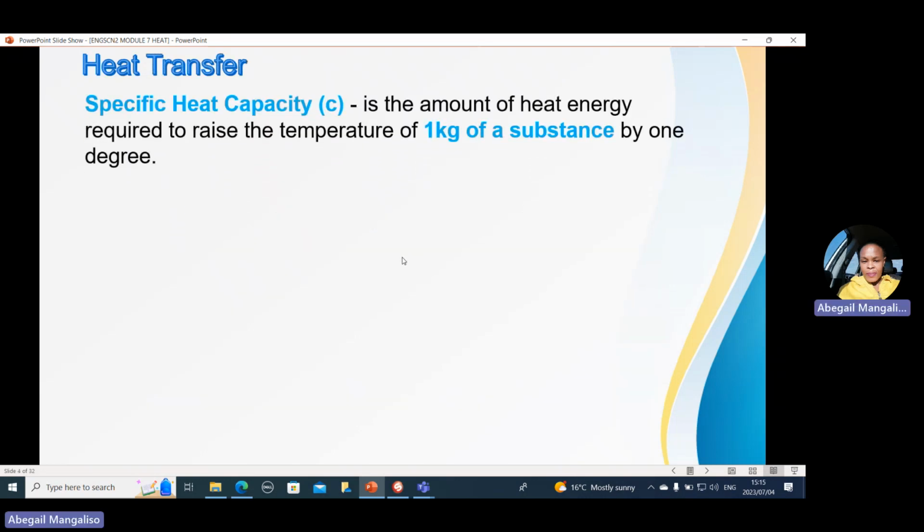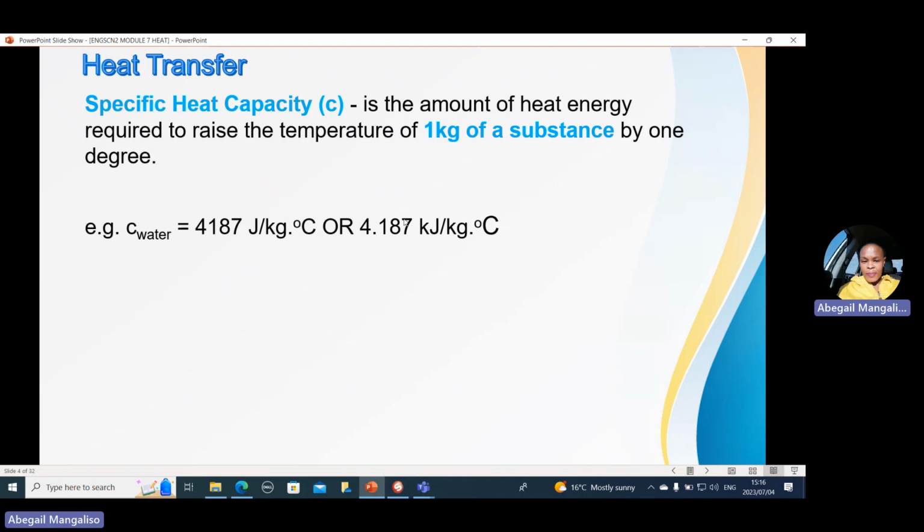Heat transfer. Under heat transfer, you must be able to define the specific capacity and provide the correct SI unit. Specific capacity, the symbol used is C. It is the amount of heat energy required to raise the temperature of 1 kilogram of a substance by 1 degree Celsius. So each and every substance requires a certain amount of heat in order for its temperature to increase by 1 degree.